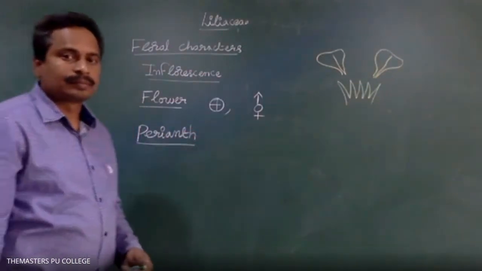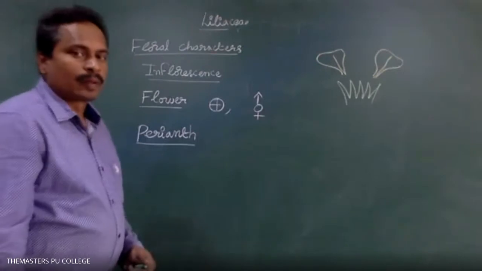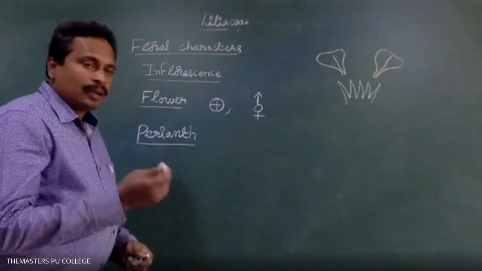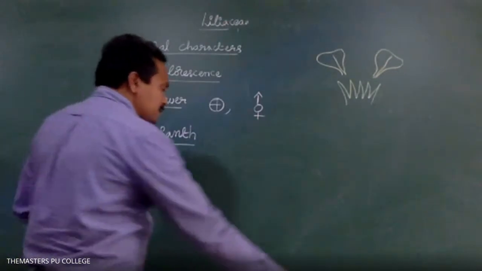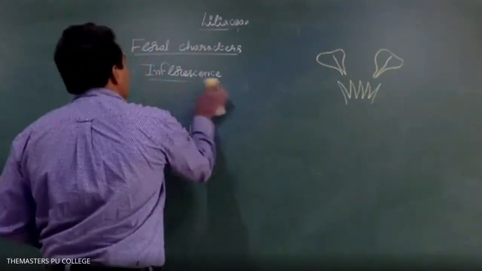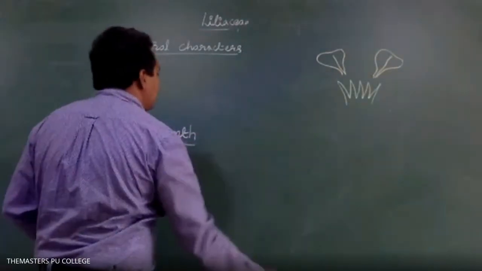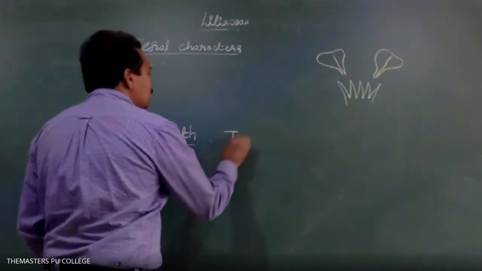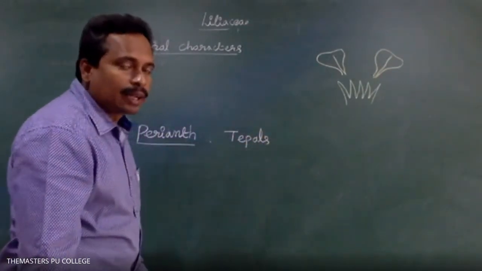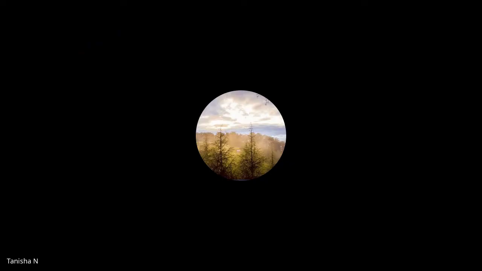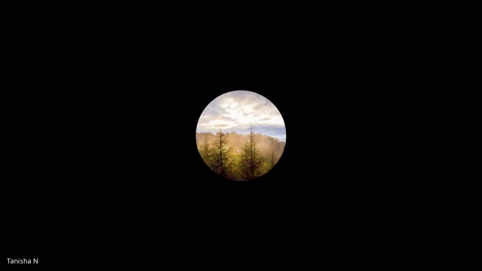Perianth. The units of perianth are known as tepals. What are the units of calyx? Sepals. The units of corolla? Petals.